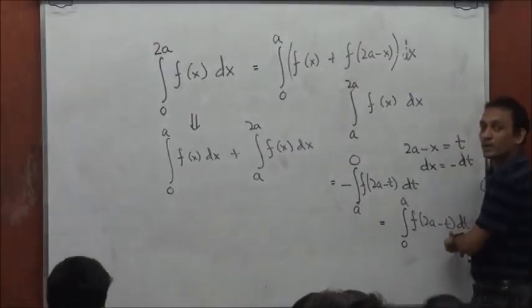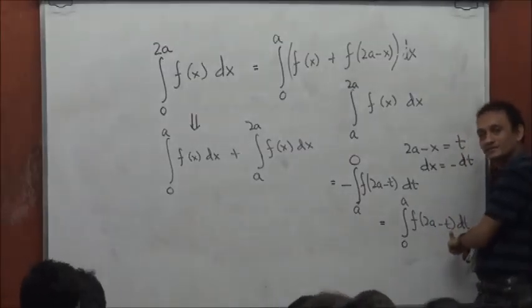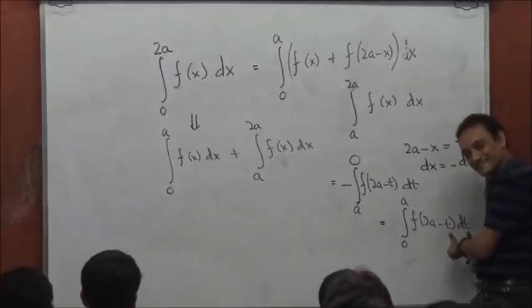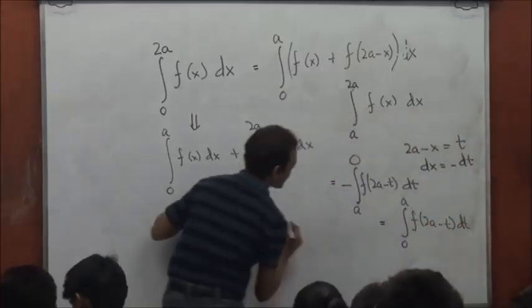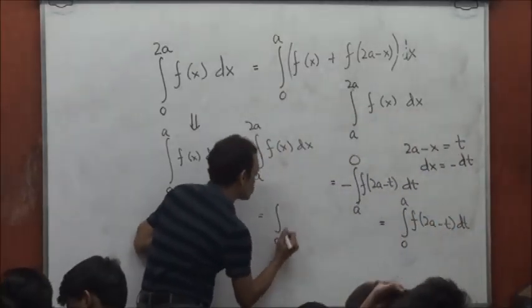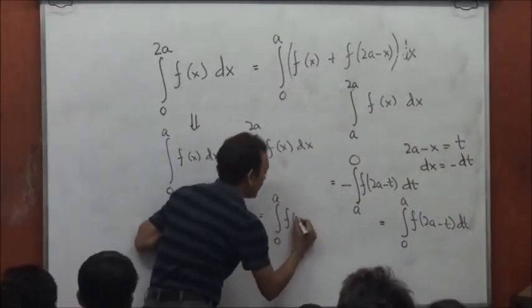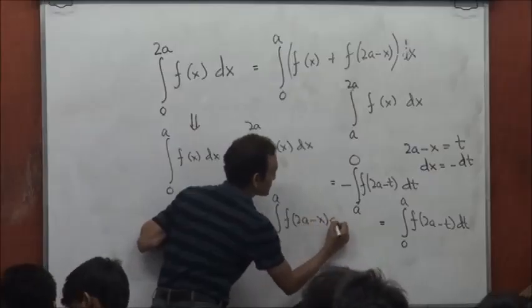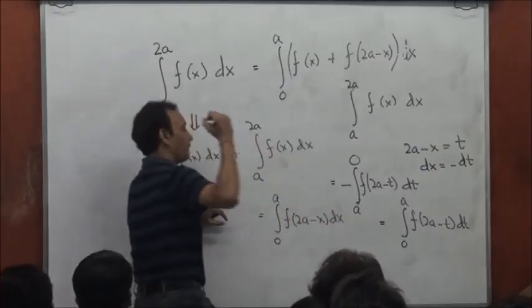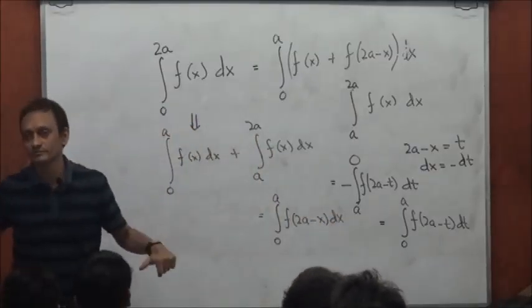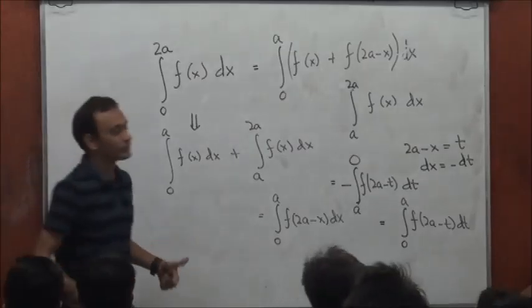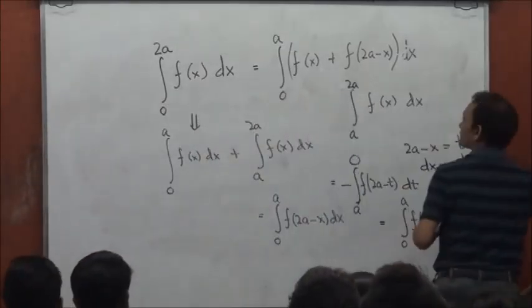t or London or Paris or Hong Kong or x is going to be the same. So let's put x. Right? So this is the same as 0 to a f of 2a minus x dx. Does it make sense to all of you? Shall we proceed? Let me illustrate this.